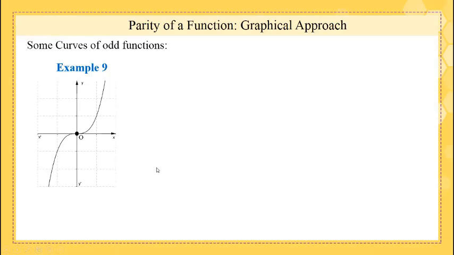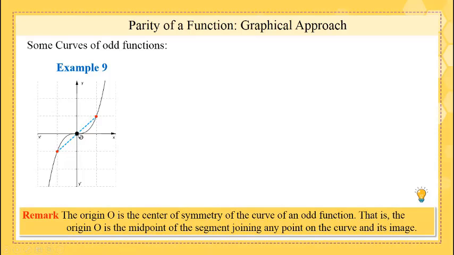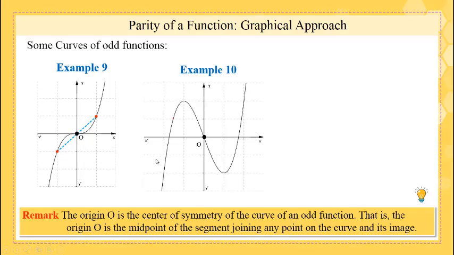Let us see some curves of odd functions. As we said, the origin O is the center of symmetry of the representative curve of an odd function. The symmetric of a point on this curve with respect to the origin is also a point on this curve. That is, the origin O is the midpoint of the segment joining the point on this curve and its image. Similarly for the other curves.